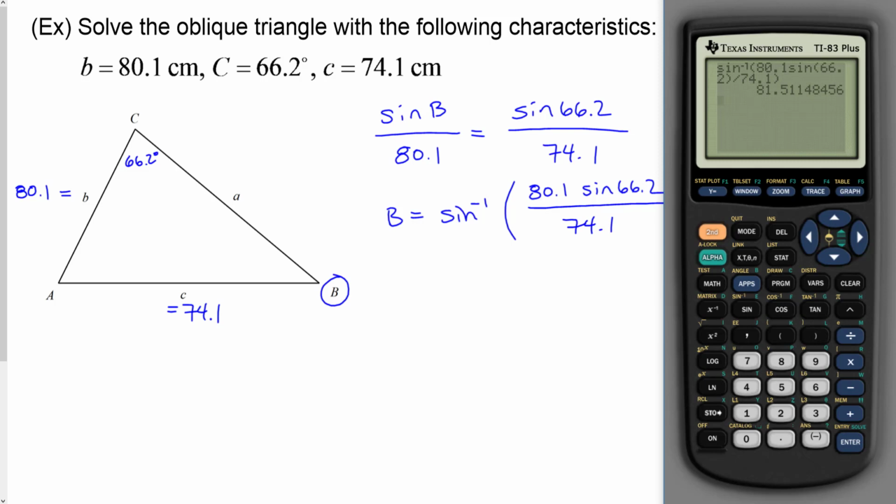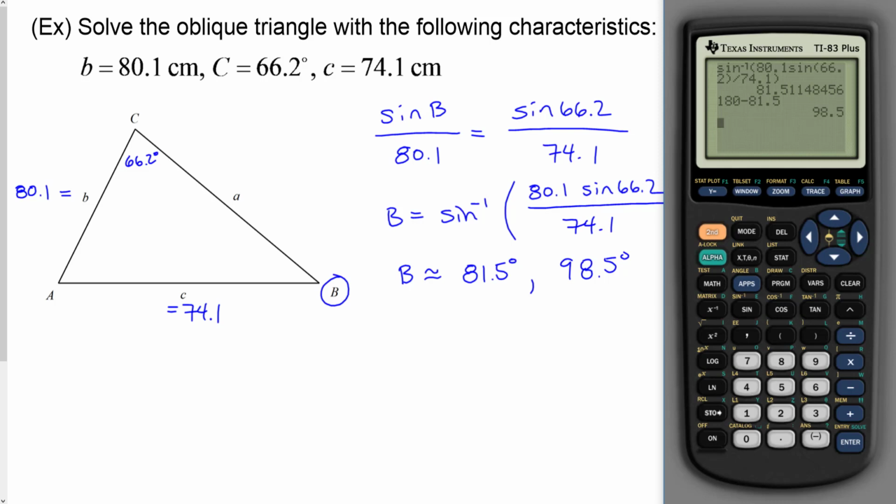And I get 81.5. I'm going to need to round to the nearest first decimal place, just to match what was originally given. So angle B should be approximately 81.5 degrees. The thing about it is, if I take 180 degrees minus that, which is always what your test is going to be, then it could also be 98.5 degrees.